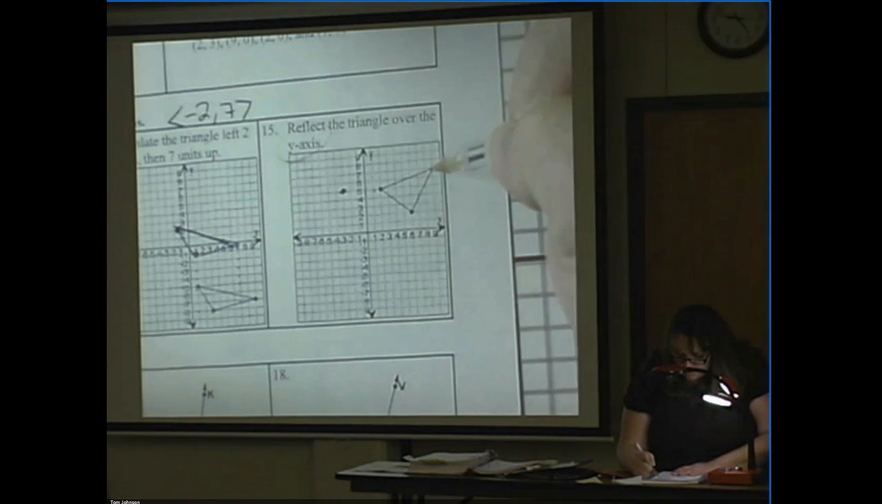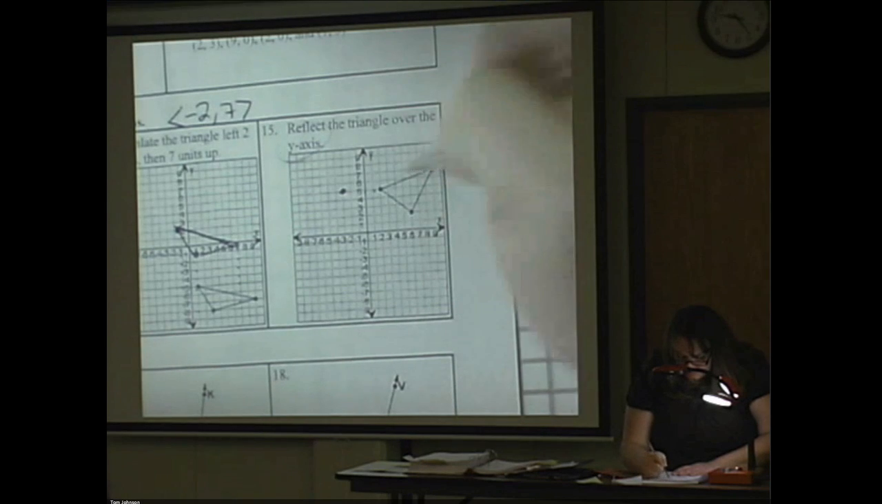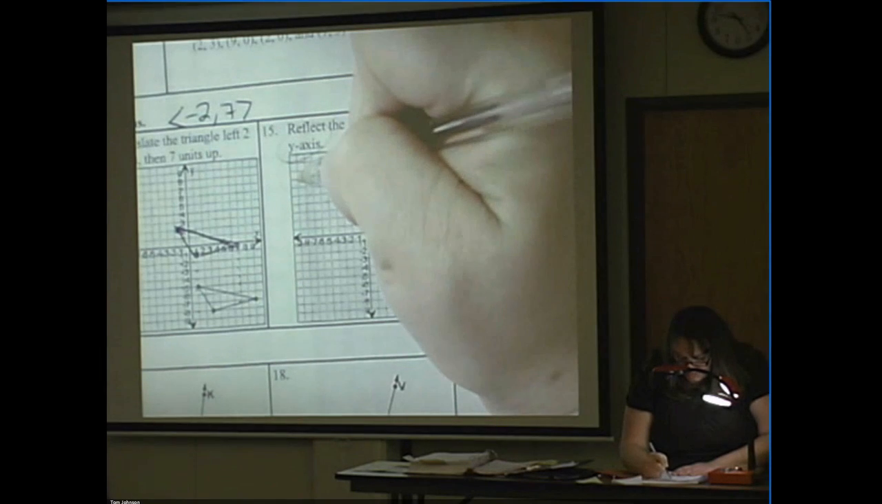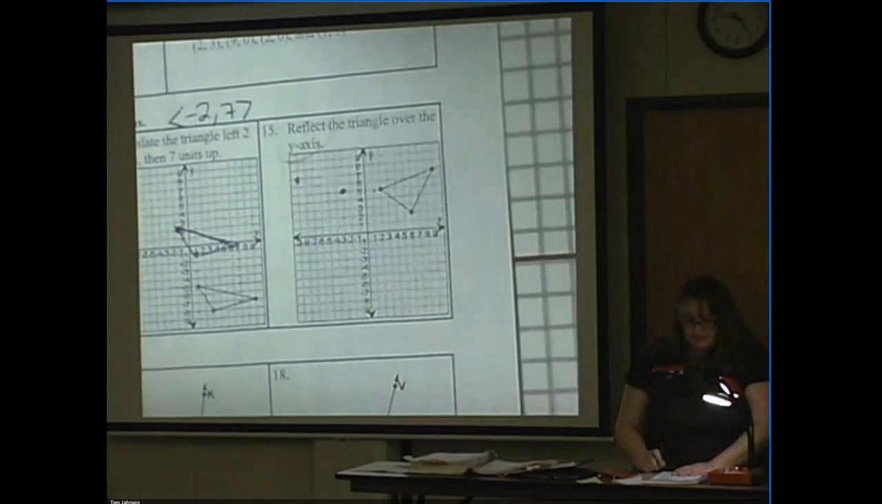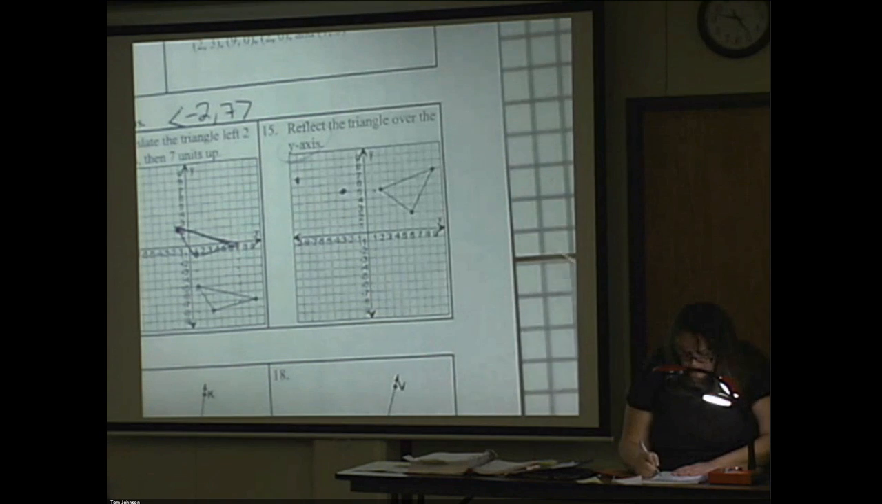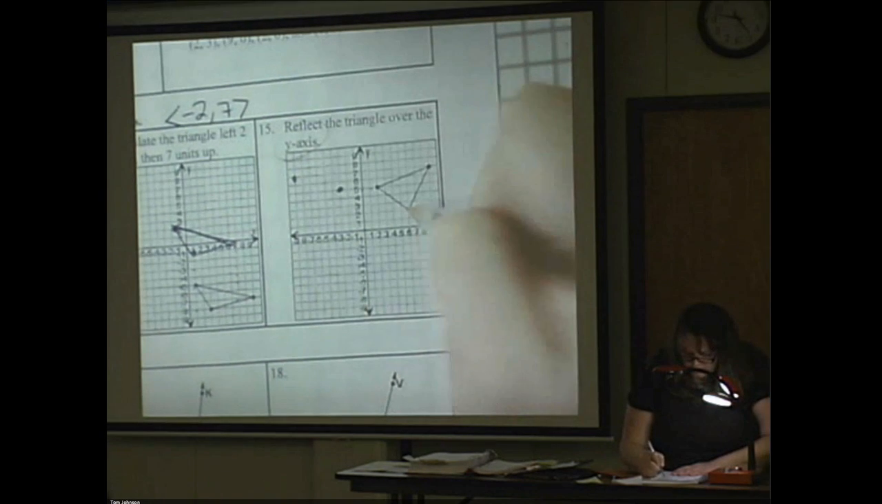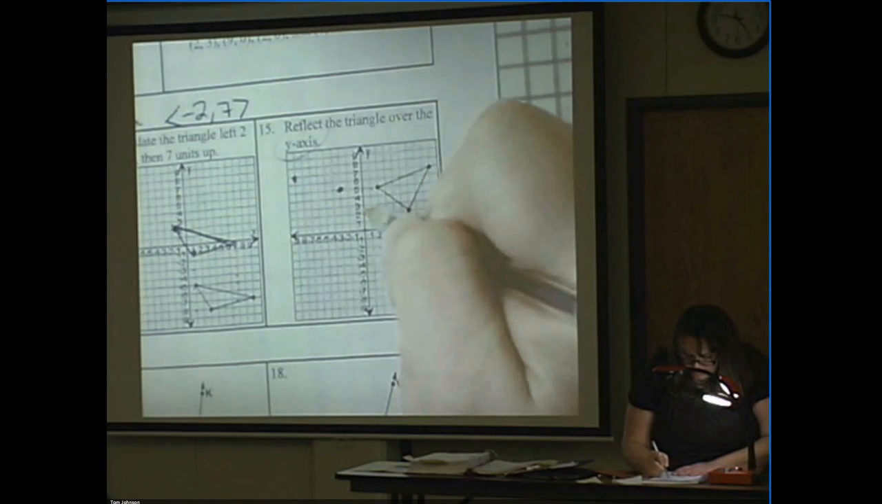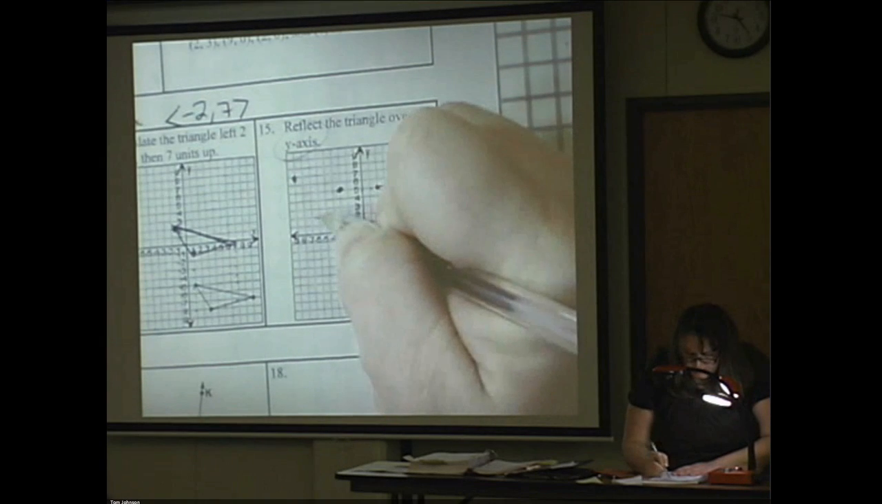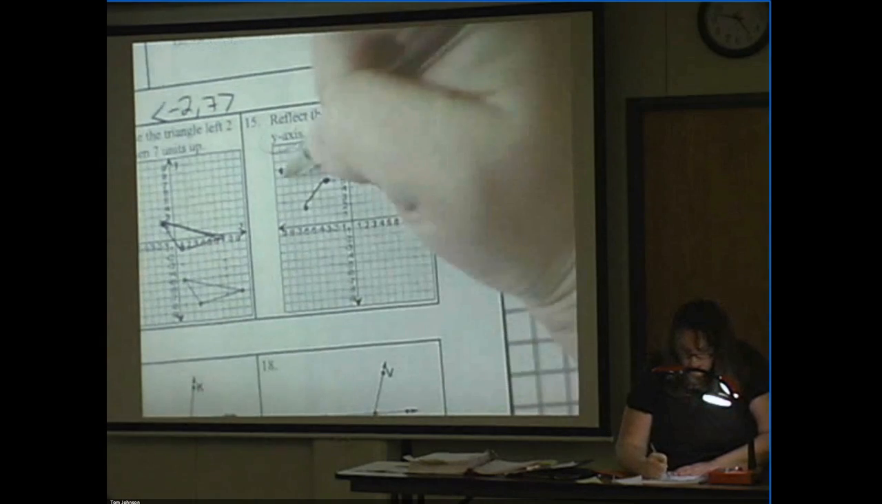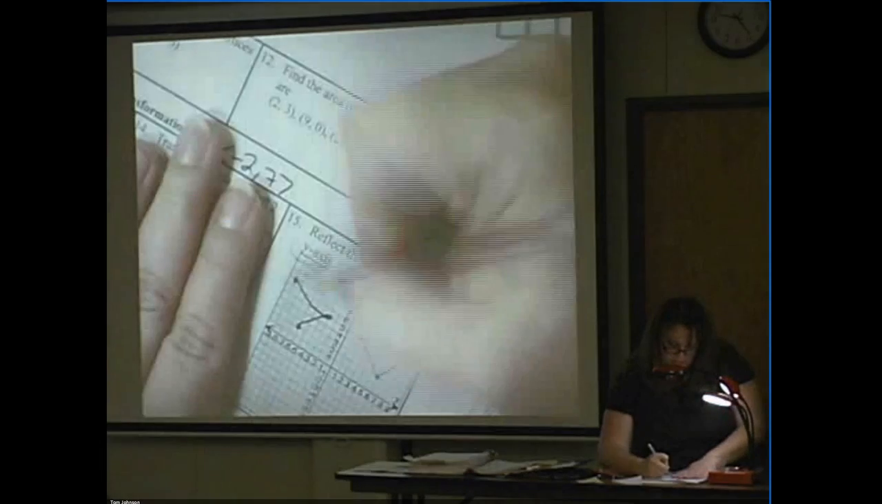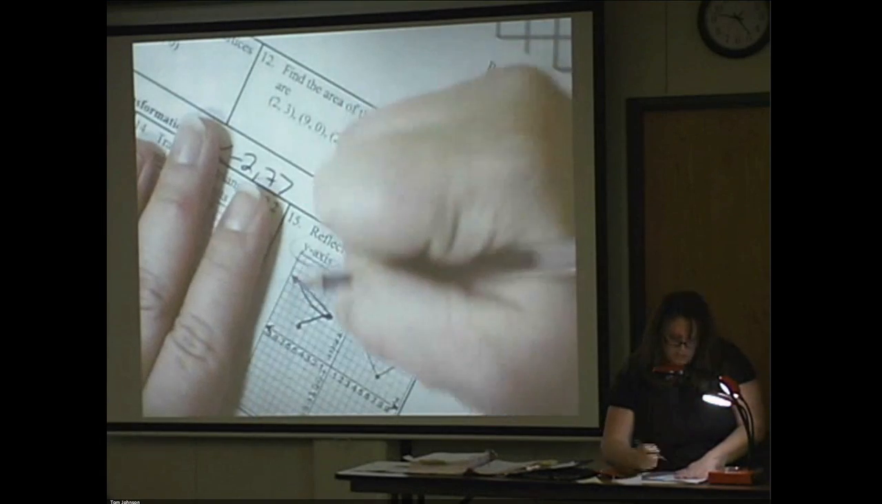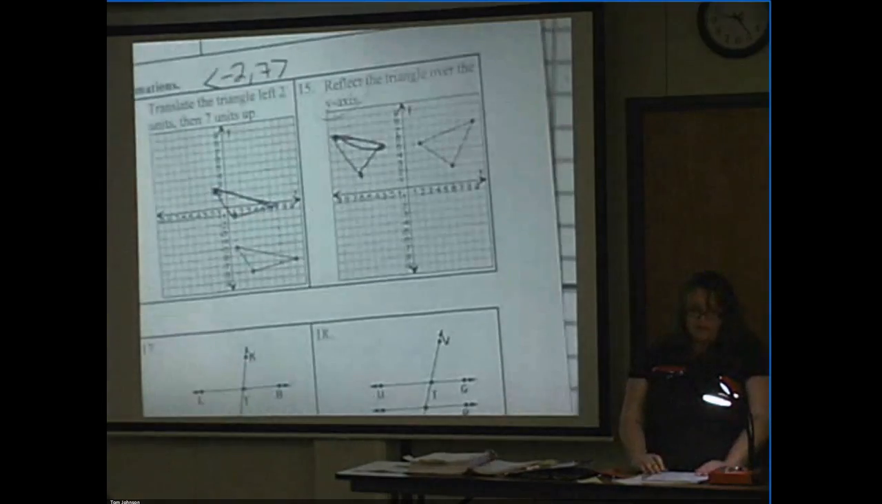Same thing up here, I'm 9 units away, so if I were to look through the mirror, I should be 9 units away. And here I am 6 units away, so I should be 6 units away. And then you connect your very straight lines. And there is our reflected picture.